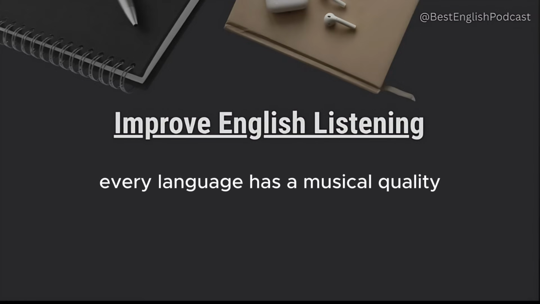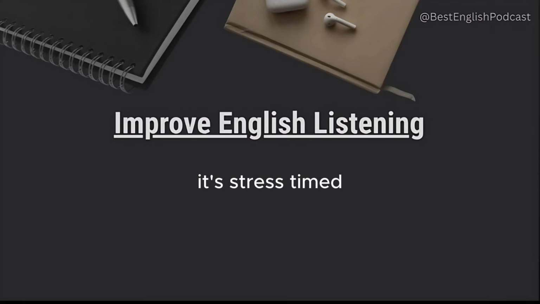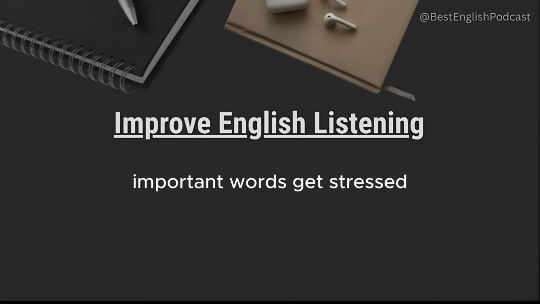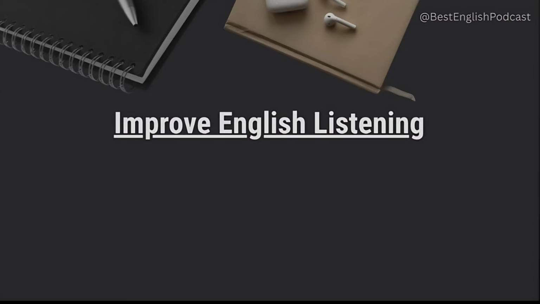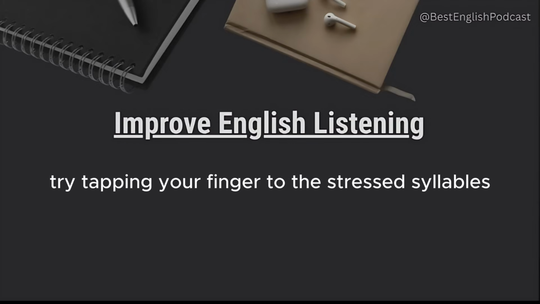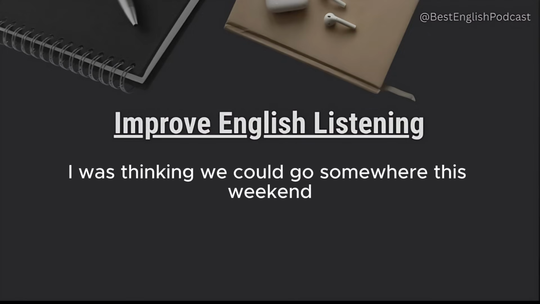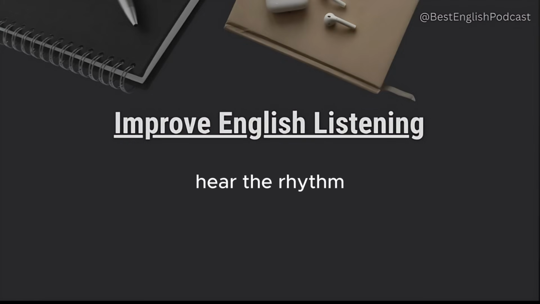Every language has a musical quality, a rhythm. English conversation has a particular rhythm. It's stress-timed. Important words get stressed. Other words get reduced. When you listen to conversations, don't just listen for vocabulary. Listen for the beat, the rhythm. Try tapping your finger to the stressed syllables. For example, listen to this sentence. I was thinking we could go somewhere this weekend. Hear the rhythm?